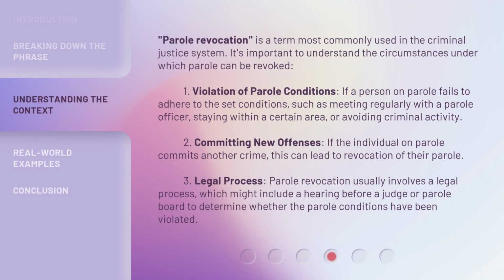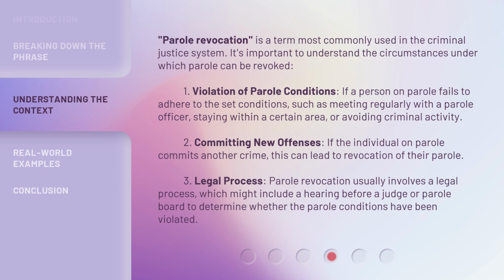Parole revocation is a term most commonly used in the criminal justice system. It's important to understand the circumstances under which parole can be revoked. 1. Violation of parole conditions. If a person on parole fails to adhere to the set conditions, such as meeting regularly with a parole officer, staying within a certain area, or avoiding criminal activity.